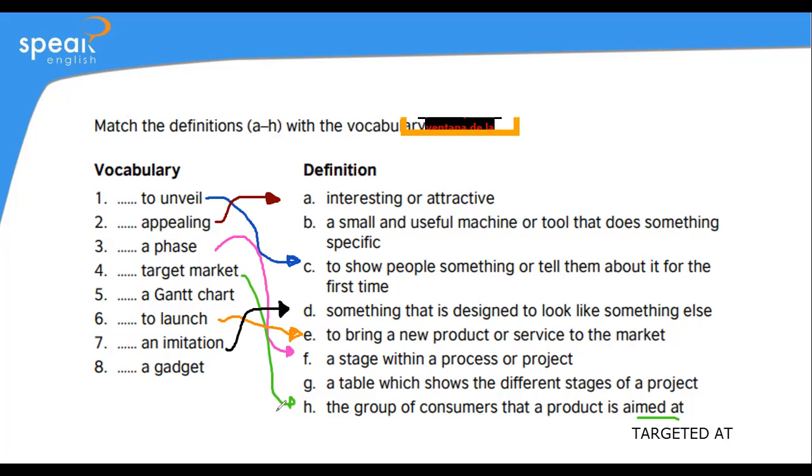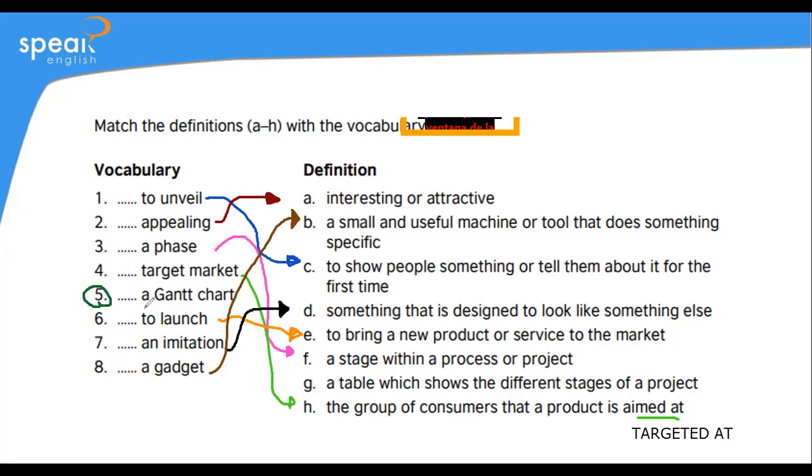What is a gadget? Letter B. It is a small and useful machine or tool that does something specific. Exactly. What other examples of gadgets do we know? Can you tell me? What gadgets do you know? And a smartwatch, for example. Exactly. So we can say gadgets are electronical devices.